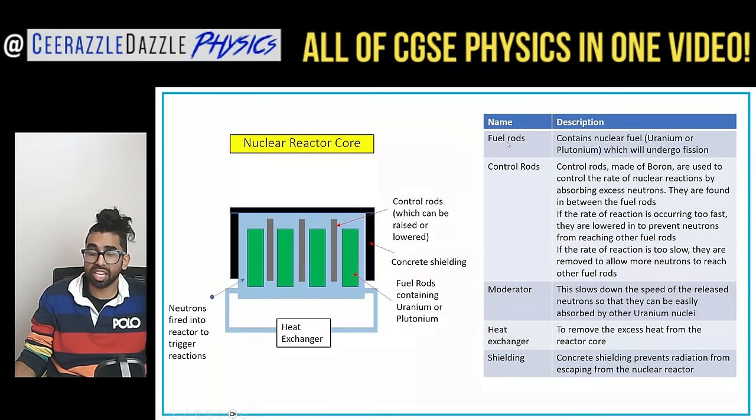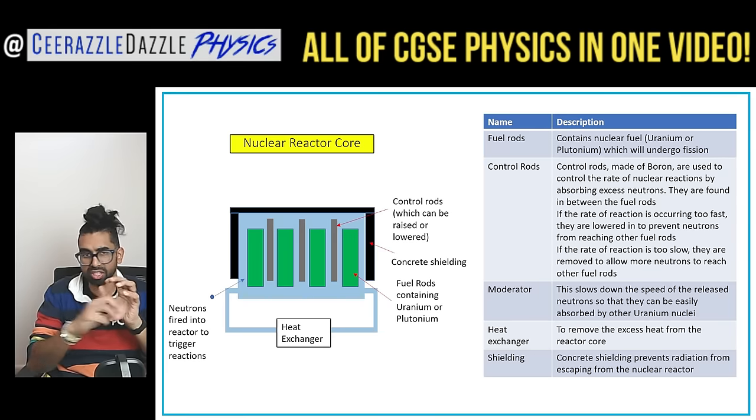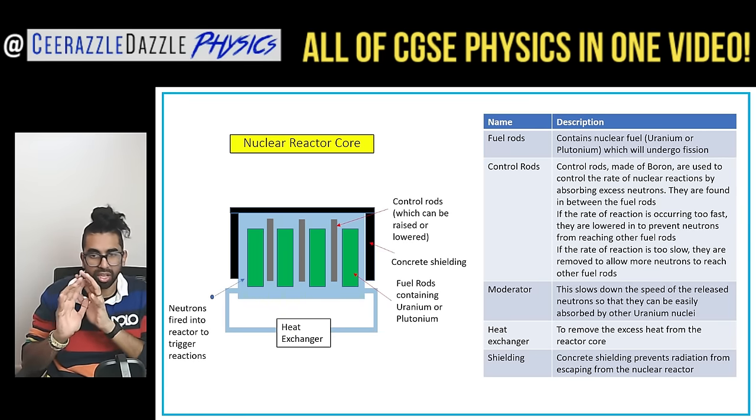And over here, I've got a table just summarizing it. Fuel rods contain the nuclear fuel, which will undergo the fission. Control rods are raised and lowered to absorb the excess neutrons. There's also a moderator which slows down the speed of the neutrons so that they can be easily absorbed by other uranium nuclei. So if, imagine the neutrons are traveling too fast, a uranium nucleus can't absorb it. It's like someone throwing a ball at you really fast, you can't catch it.